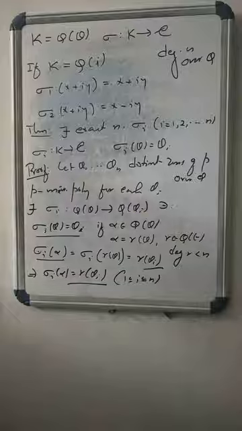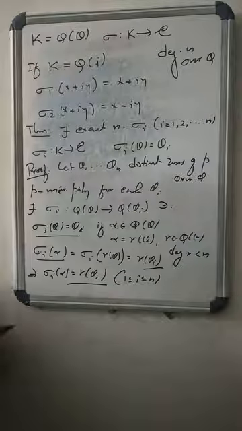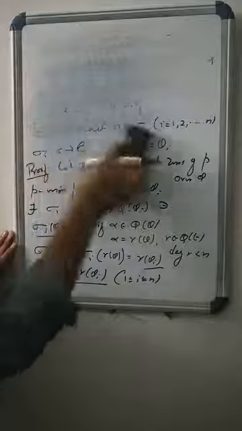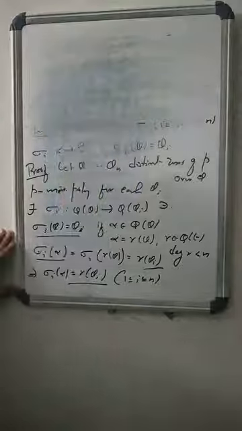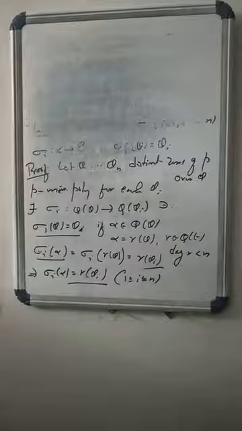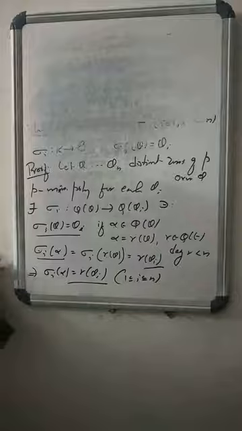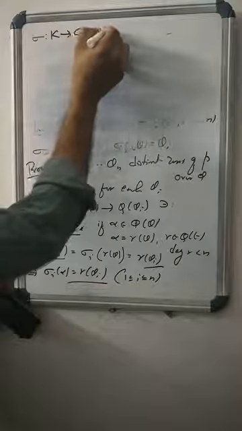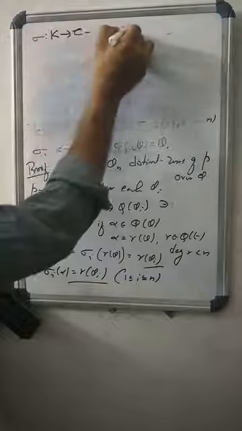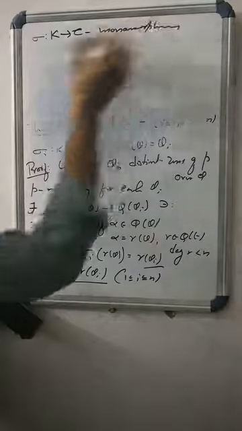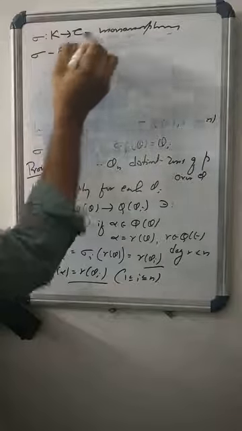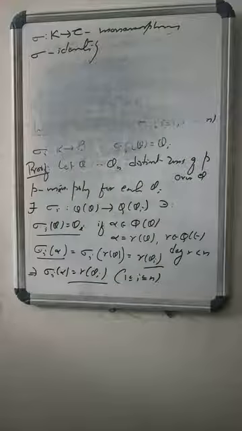So conversely, suppose that sigma from k to C is a monomorphism. Then sigma is the identity on Q.